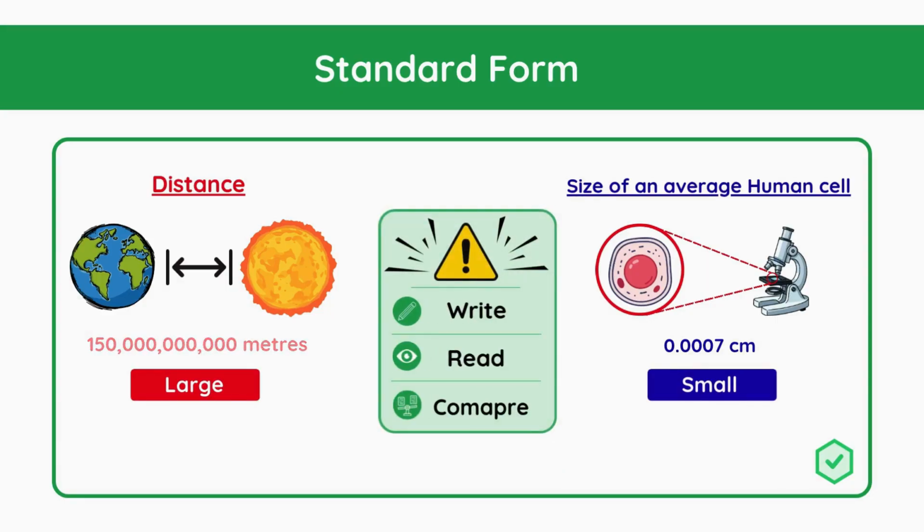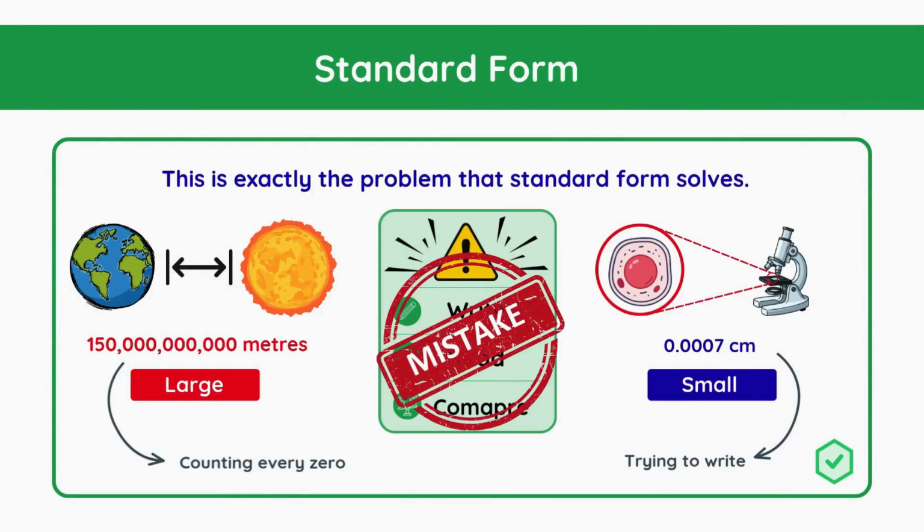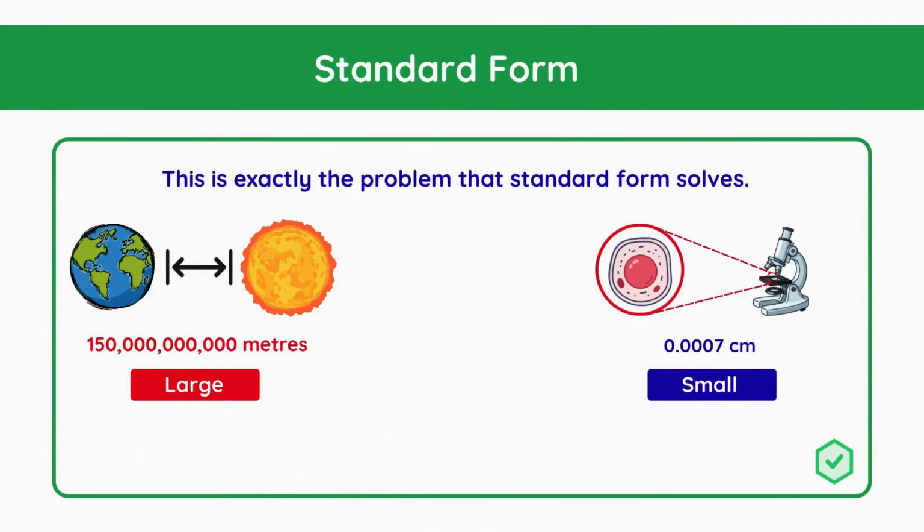Imagine writing 150 billion in full, counting every zero, or trying to write 0.0007. It becomes very easy to make a mistake. This is exactly the problem that standard form solves. Instead of writing all those zeros, we write that large distance as 1.5 times 10 to the power of 11 and that small cell as 7 times 10 to the power of minus 4. The same numbers in a far more manageable form.